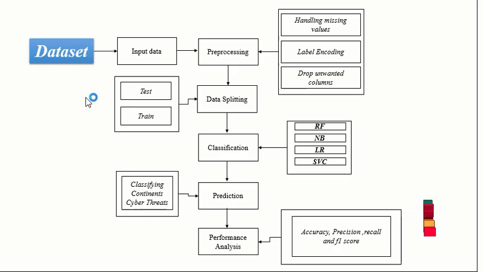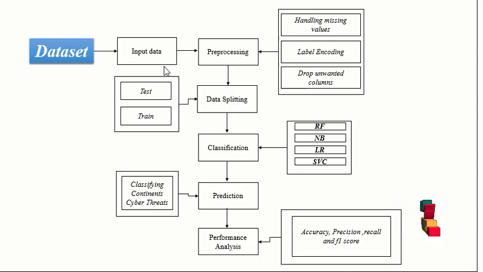So this is our flow diagram based on what we have done in our work. First we read the input data, and then we do the pre-processing steps: handling missing values, label encoding, dropping unordered columns, and then data splitting. The data is split into training data at 80% and test data at 20%.